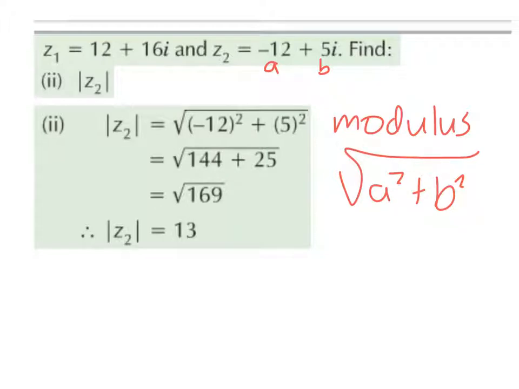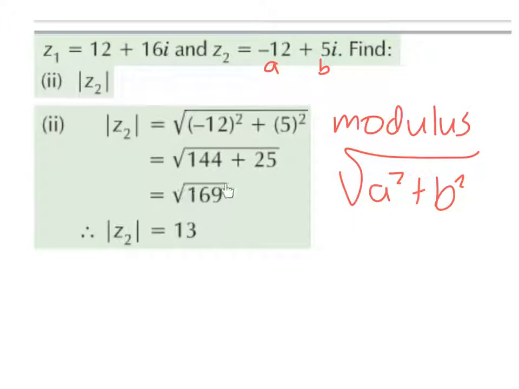So we have the square root of a squared, which is going to be minus 12 squared. Make sure you use brackets around the minus 12, plus b squared, which is going to be 5 squared. Remember, it's not 5i squared, it's just 5 squared. Minus 12 squared is 144, 5 squared is 25. Adding them, we get 169, and the square root of 169 is 13. So the modulus of z2, or the distance from z2 to the origin, is 13 units.